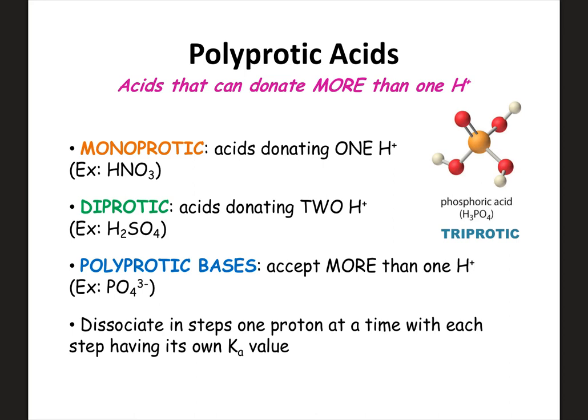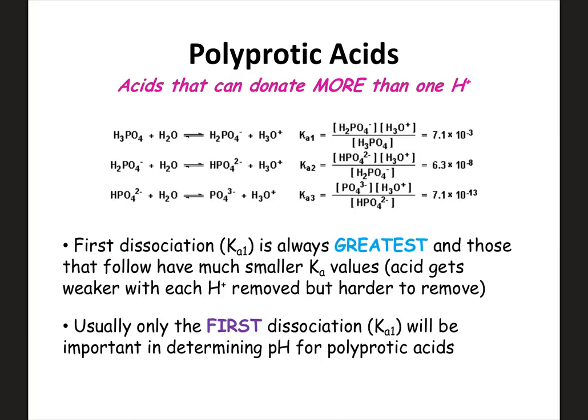Anytime you have a polyprotic acid, it's going to dissociate in steps, and every step will have its own Ka value. If we look at phosphoric acid here, dissociating one at a time, we know that it has three hydrogens available to give up. So this is a triprotic acid. Notice in this reaction, it's reacting with H2O to form the hydronium ion, H3O plus. That's basically the same thing as losing an H plus. All right, so for the first hydrogen that H3PO4 loses, you get H2PO4 minus forming plus that hydronium ion.